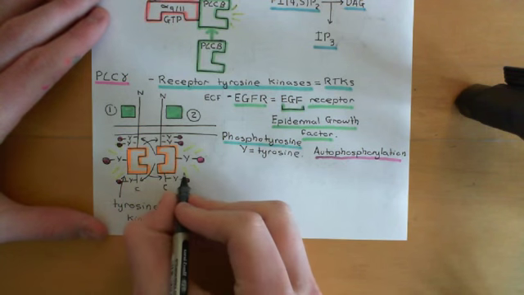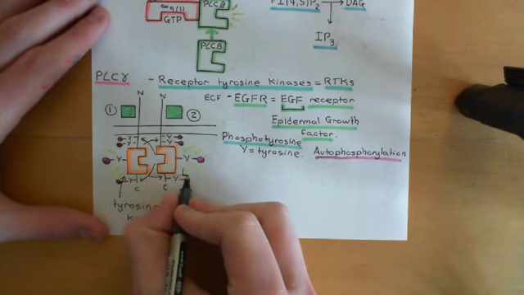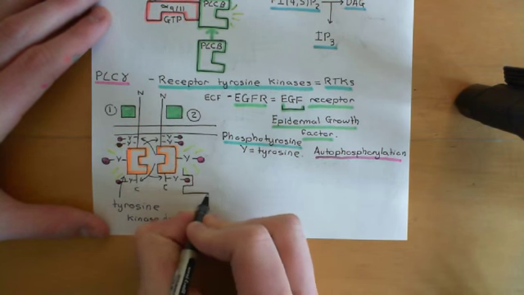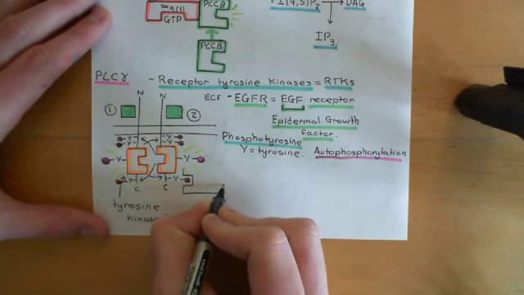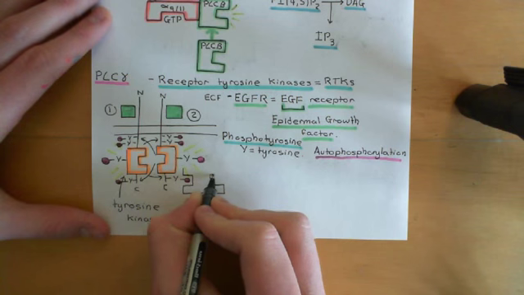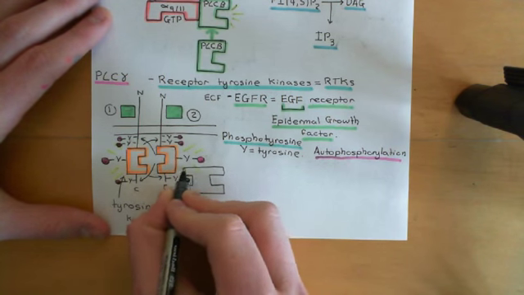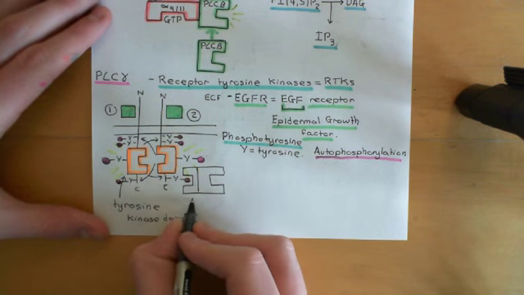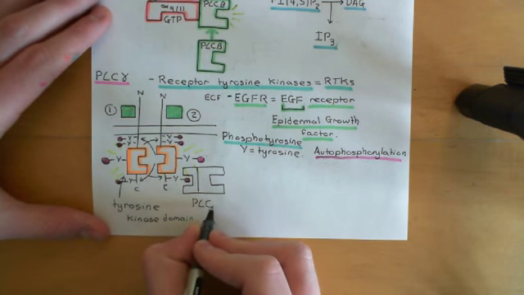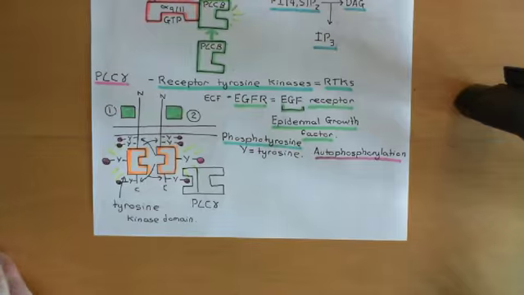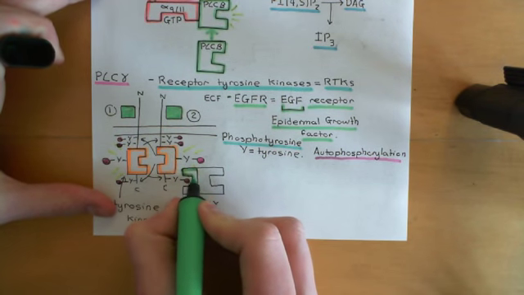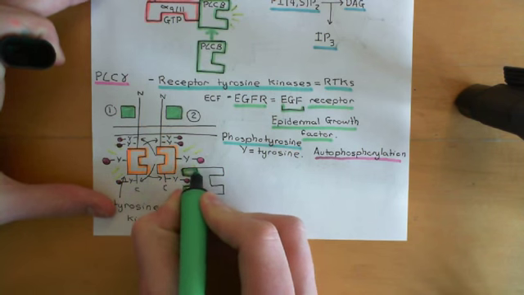So, let me now show you this. Phospholipase C gamma enzymes have a special domain that allows them to bind to phosphotyrosine residues. This is my picture of a phospholipase C gamma enzyme. The entire thing is a phospholipase C gamma enzyme, and it has this special domain here which is binding to a phosphotyrosine residue.